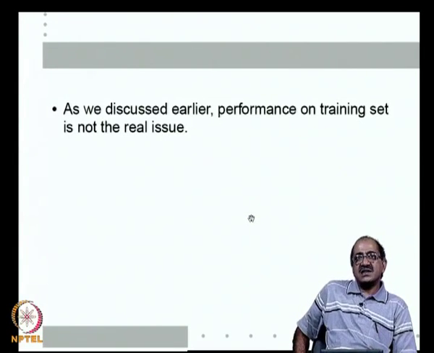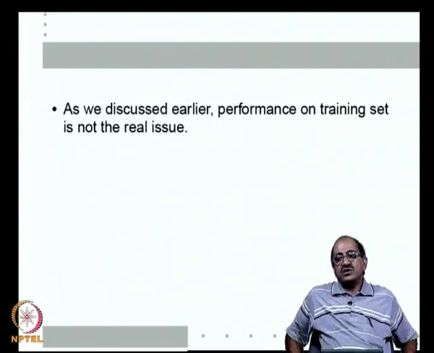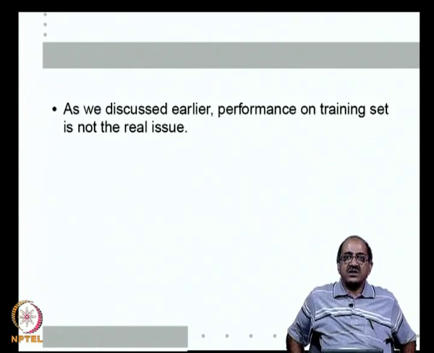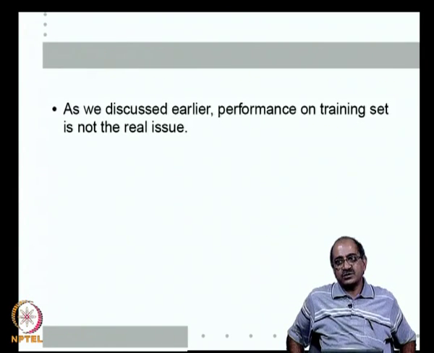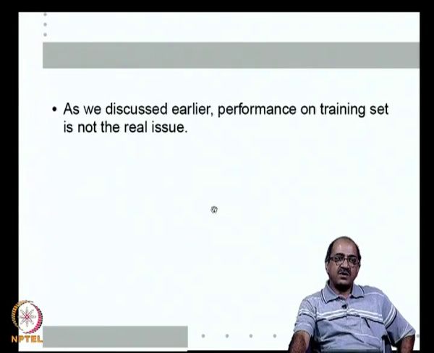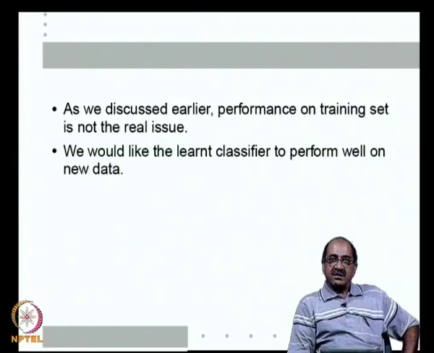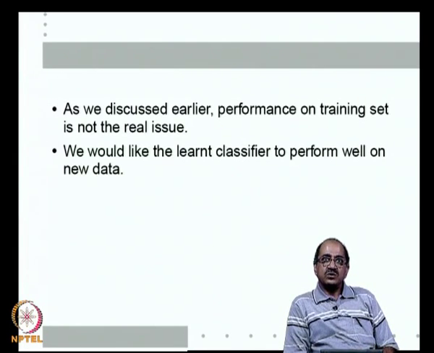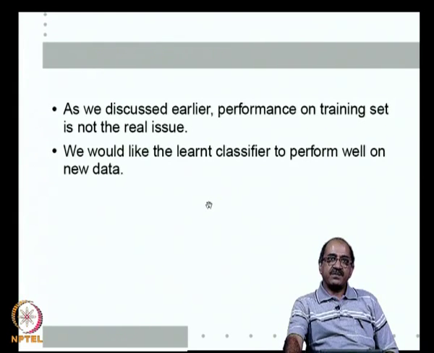As we also discussed earlier, performance on the training set is not the real issue. For the training set, we already know the class label. So, predicting the correct class labels on the training set is not the issue. It is like solving example problems in your maths course, just so that you are testing yourself whether you understand or not. And one hopes that by solving all the example problems well, you do well in the test, right. So, in the same way, what the learned classifier should do is to perform well on new data, right. How do we know if the classifier performs well on new data?